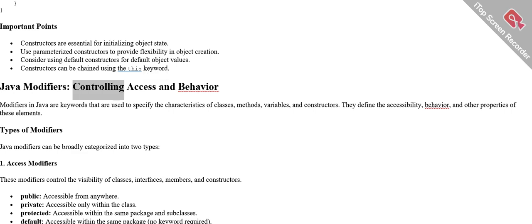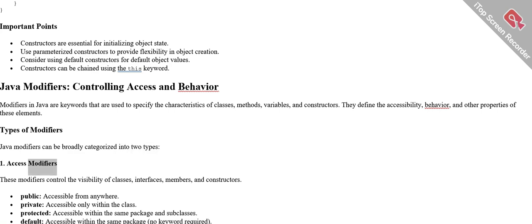Java modifiers, controlling access and behavior. Modifiers in Java are keywords that are used to specify the characteristics of classes, methods, variables, and constructors. They define the accessibility, behavior, and other properties of these elements. Types of modifiers. Java modifiers can be broadly categorized into two types.